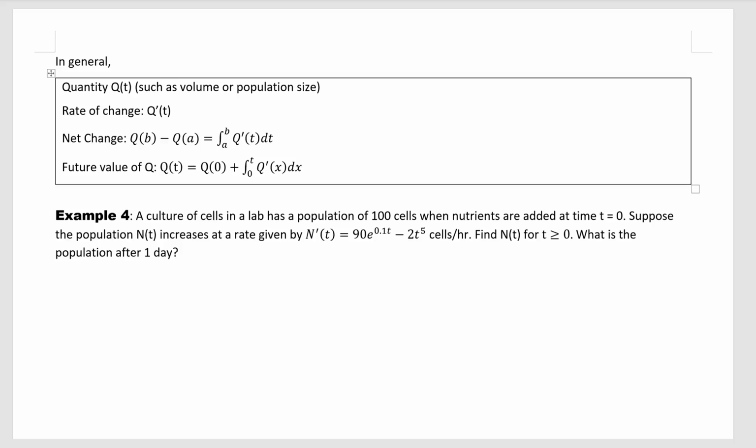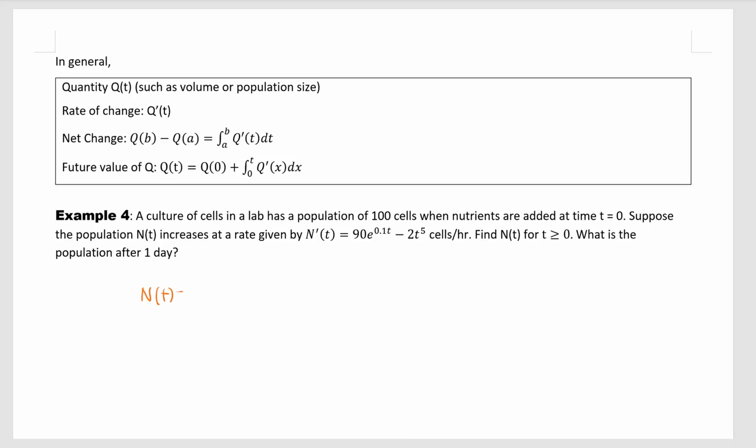Okay, let's look at example 4. A culture of cells in the lab has a population of 100 cells when nutrients are added at time t equals 0. Suppose the population N of t increases at a rate given by N prime of t equals 90 e to the 0.1 t minus 2 t to the 5th cells per hour. Find the population for t greater than or equal to 0. What is the population after 1 day?